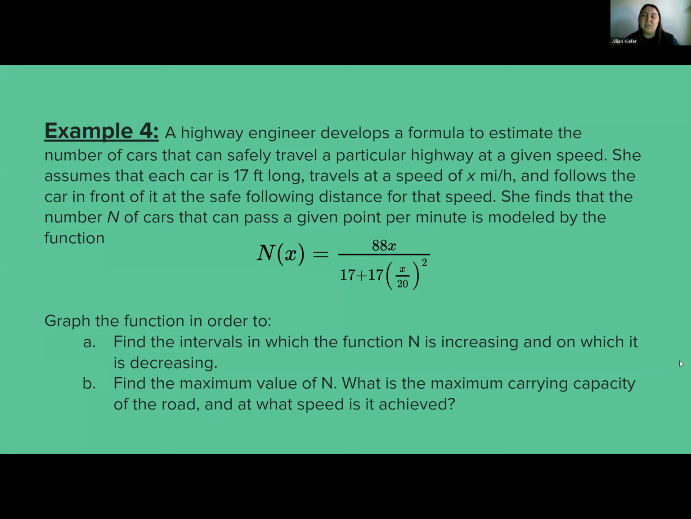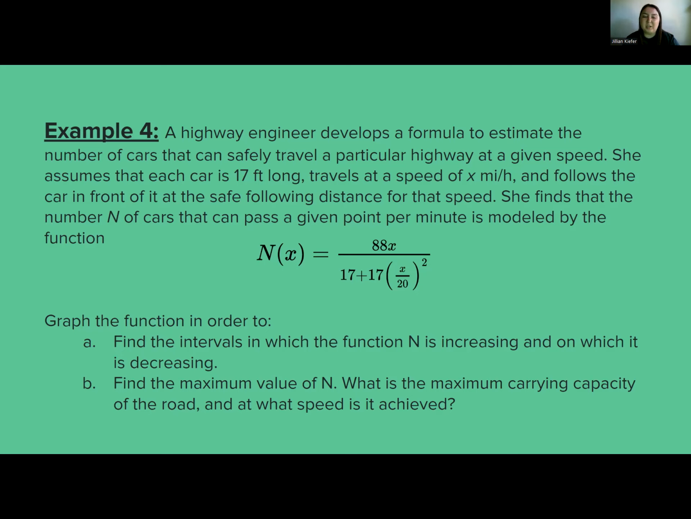A highway engineer develops a formula to estimate the number of cars that can safely travel a particular highway at a given speed. She assumes that each car is about 17 feet long, travels at a speed of x miles per hour, and follows the car in front of it at a safe following distance for that speed. She finds that the number n of cars that can pass a given point per minute is modeled by this function. N of x is equal to 88x divided by 17 plus 17 times x divided by 20 squared. We're plugging that into Desmos, so don't freak out about it.